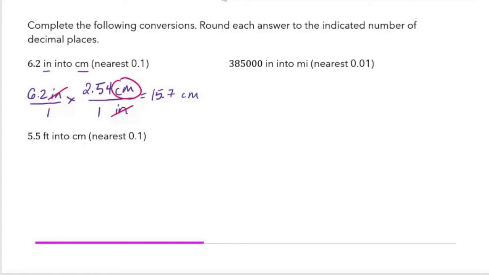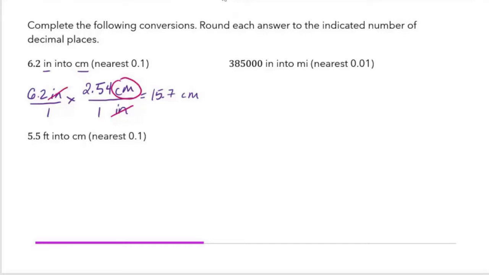In this next question, we're asked to round 385,000 inches into miles. So we're going from a smaller measure to a much larger measure, which absolutely makes sense here because 385,000 is an awfully large number of inches. We'll see if we end up with a more reasonable number when we go from the small measure to the larger measure of miles. Be careful here.